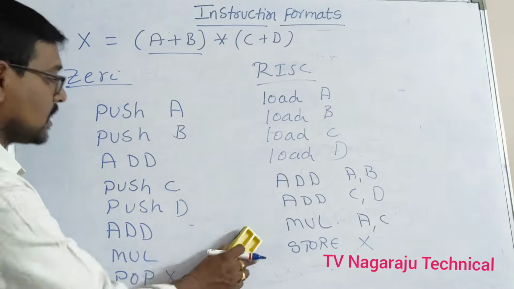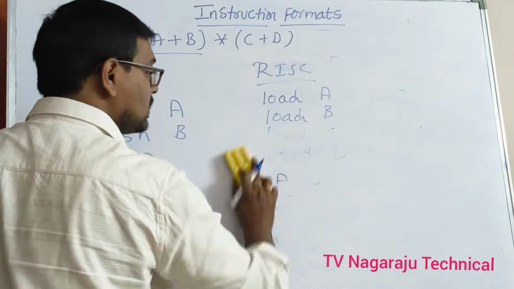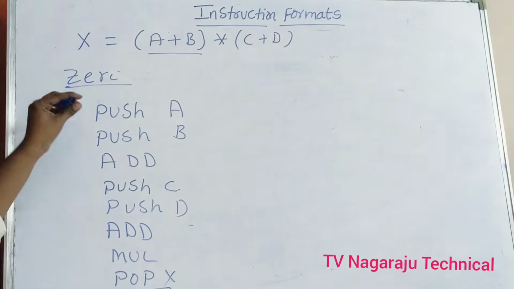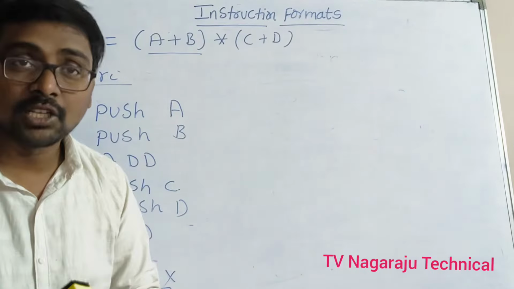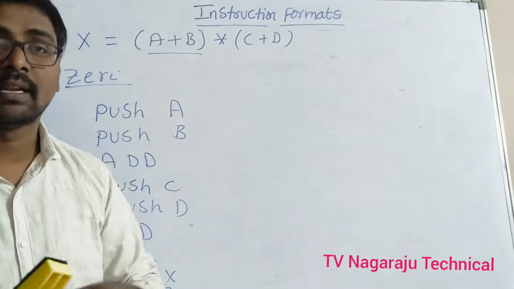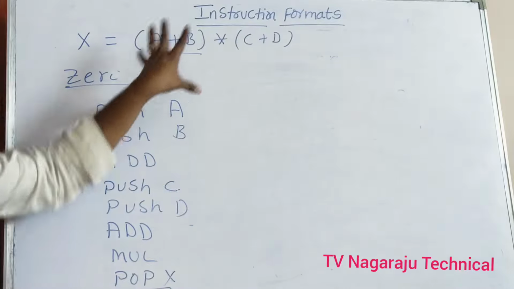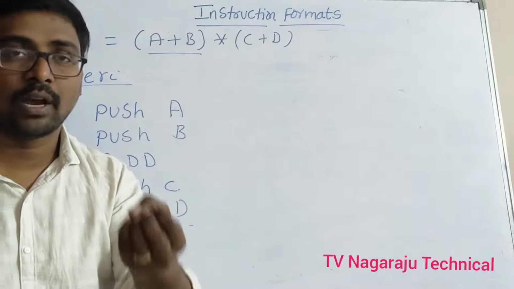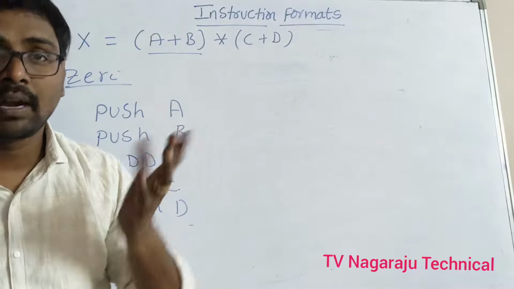So we have RISC instructions also. That is a completely different scenario, load and store architecture. Right now we are discussing 3 address instruction, 2 address instruction, 1 address instruction and 0 address instruction for these examples. This is the type of internal organization we are using, depending on the number of address fields.